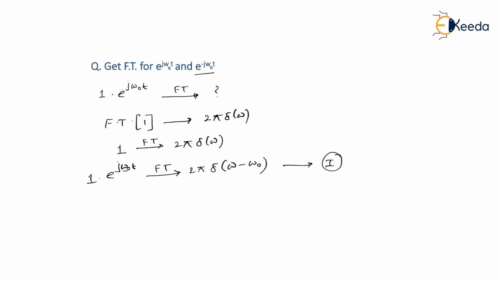In that case, I can get the Fourier transform for e to the power minus j omega naught t similarly. So I can say 1 dot e to the power minus j omega naught t is simply 2 pi delta of omega plus omega naught, and I would say this is transformation number 2. So now I'm going to add 1 and 2.